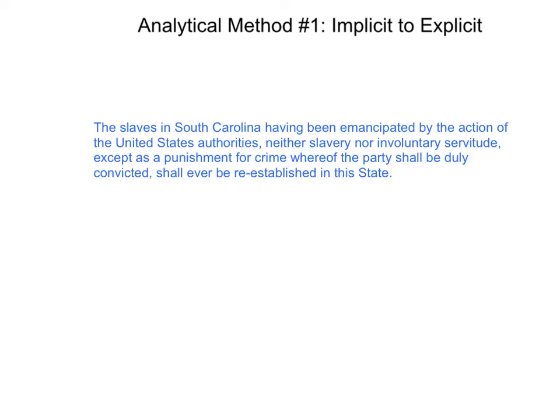Now, looking at this, if we're trying to figure out what meaning is hidden away in it, we want to avoid two errors. The first is taking something that's already explicit, already directly stated, and rephrasing it. For instance, if you said, based on this sentence, that slavery will no longer be legal in South Carolina, that's not really something implicit that you're drawing out. You're just restating what's already on the surface and clear.